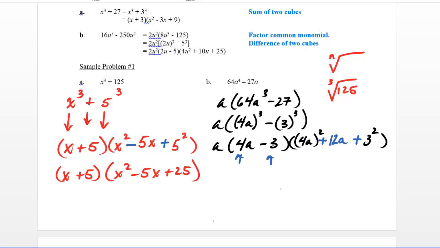Now I need to come back in here and consolidate that trinomial, so I'm going to be left with the final response of 4a minus 3, times 16a squared plus 12a plus 9. And that's our final answer.